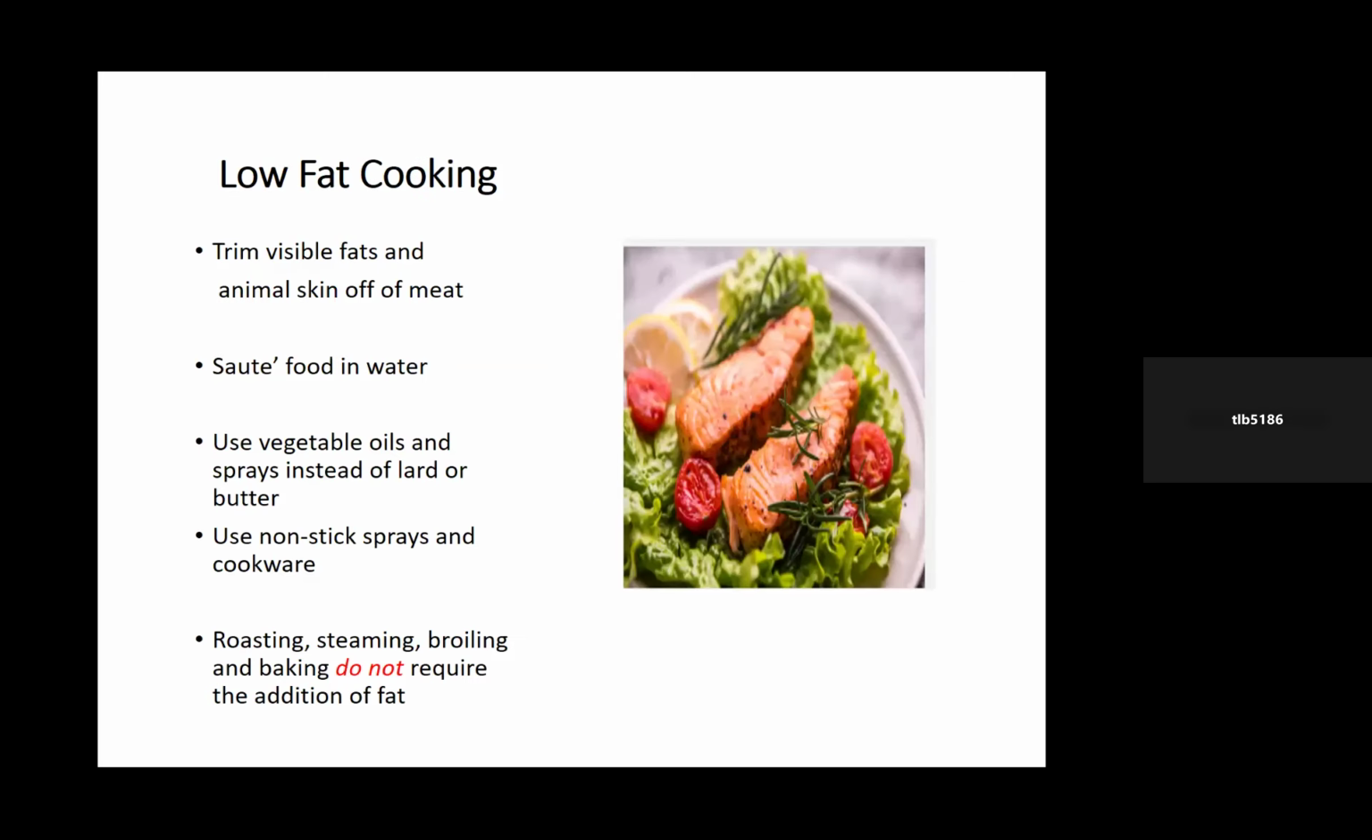So what we want to do is we want to reduce our fat by using low-fat cooking, trimming the visible fat off of meats, removing the skin off of meat, sauteing foods in water instead of oil, using vegetable oil and sprays instead of lard or butter, using nonstick cookware and sprays so that we're not adding additional fat. Roasting, steaming, broiling, baking don't require additional fats.